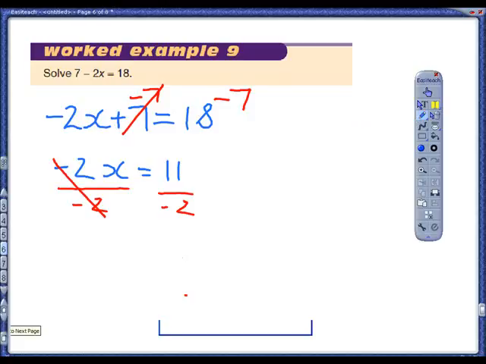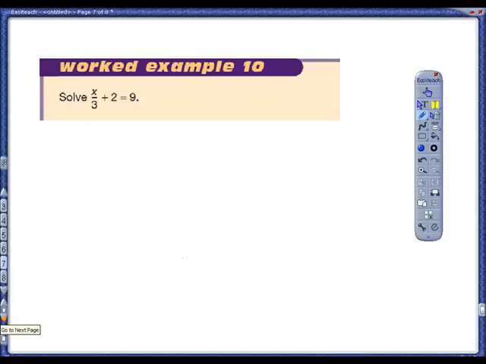And you get a final answer of x is equal to 11 over negative 2, or negative 11 on 2. Now you can work out what that is. It's just a matter of saying negative 11 divided by 2, and you get an answer of x is equal to negative 5.5. Nice and straightforward. Then the last example is in this format.